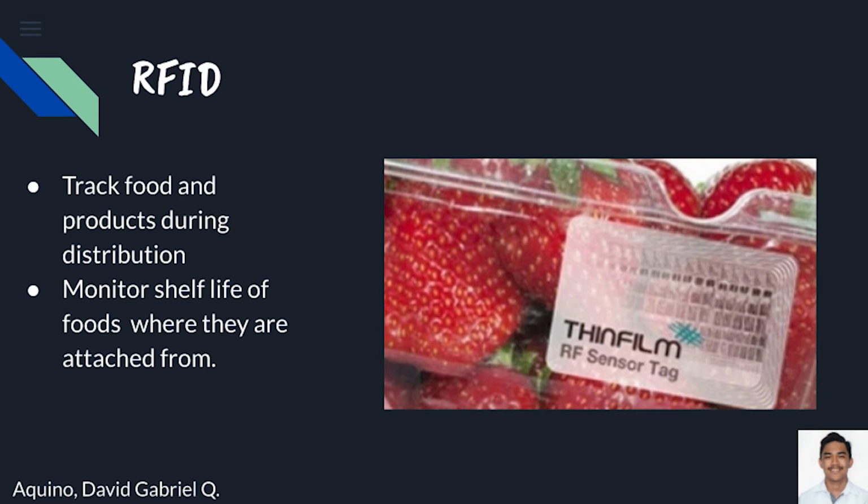The tag senses temperature and integrates it over time to determine the shelf life of a product, which can be communicated to a reader. RFID systems can be used to ensure that food products such as meat, fruit, and dairy products remain within the safe temperature range during transportation and storage.